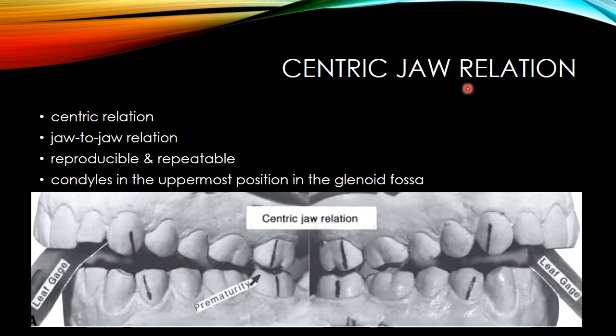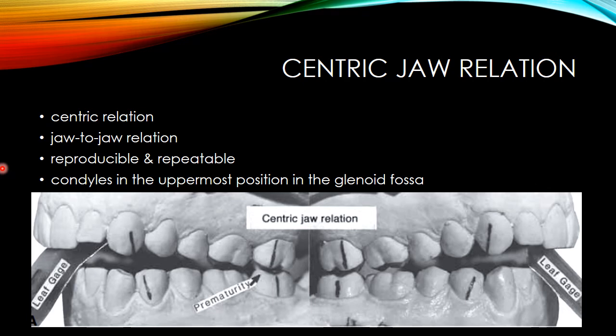Centric jaw relation or centric relation, on the other hand, is a jaw-to-jaw relation. It is not affected by the presence or the absence of teeth, and it does not change due to malocclusion. Centric jaw relation or CJR is reproducible and repeatable because it is the relationship of the jaw that people return to each time they chew and swallow.